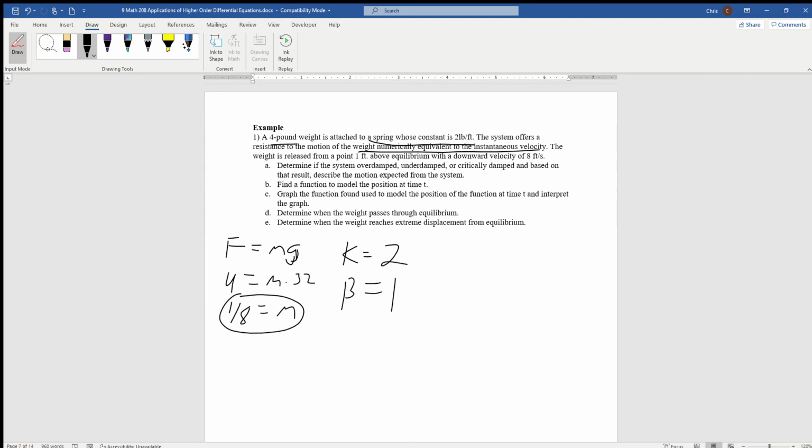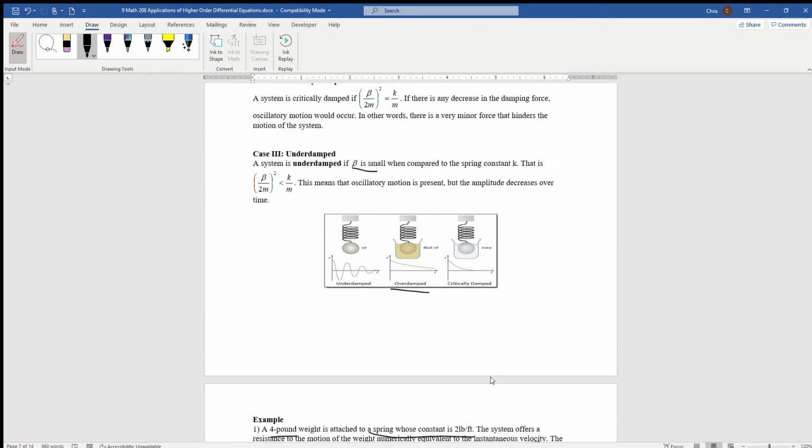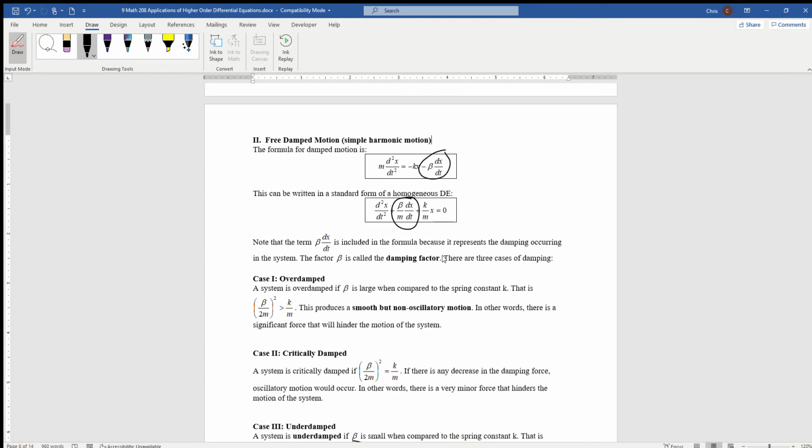We know that it's released from 1 foot above equilibrium, so x at 0 is equal to -1. And we have a downward velocity of 8 feet per second, so x prime at 0 is 8. If we go back up to our formulas, we have B, M, K, M, and that's all we need.